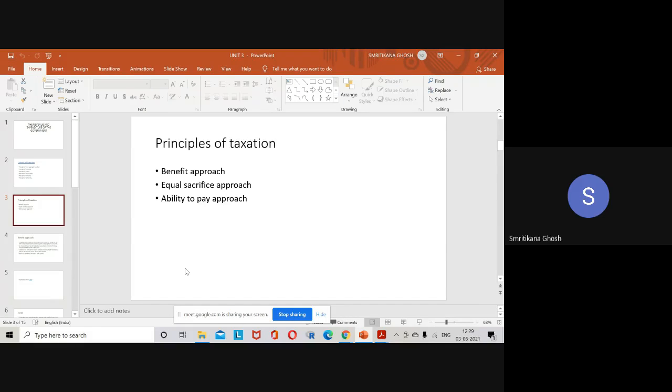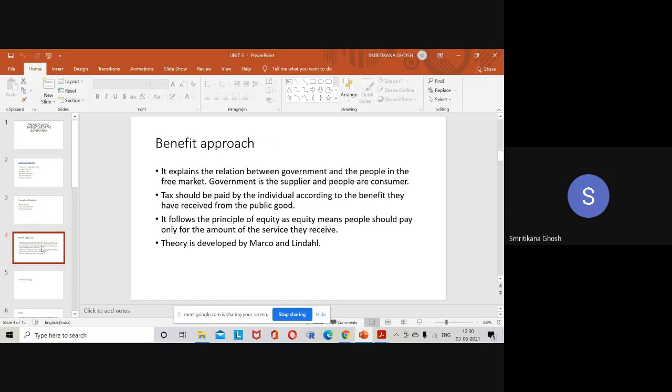So actually, there is a logic. The logic is actually defined in three approaches. The first one is the benefit approach, the second one is the equal sacrifice approach, and the third is the ability to pay approach. Actually, the ability to pay approach is a part of the equal sacrifice approach. Okay, it's a part of the equal sacrifice approach.